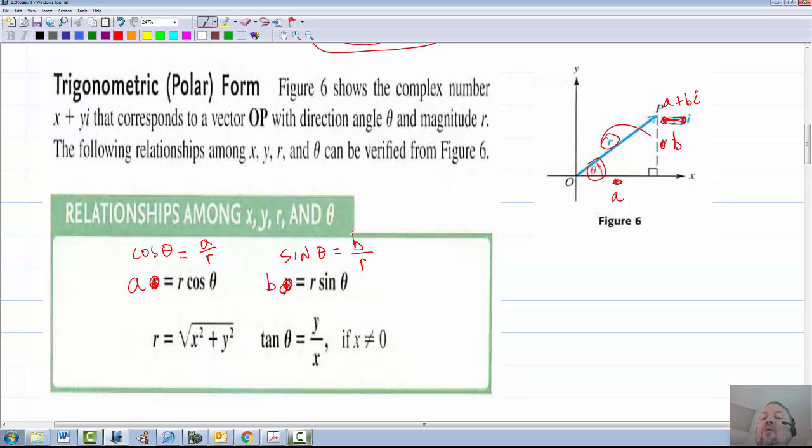Then, what if I'm given these two values and I wanted to find R and theta? Well, what can I simply do to find R, which is just this length? Pythagorean theorem. Instead of X and Y, I just change them to A and B. And then, what side is this? What deals with opposite and adjacent? Tan.